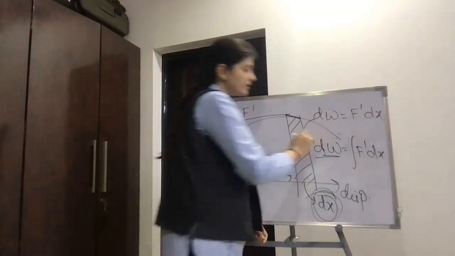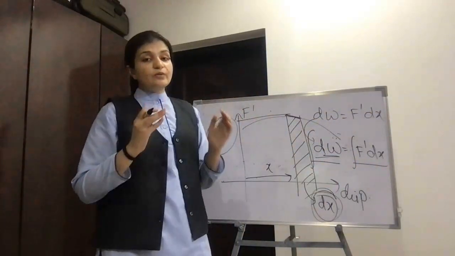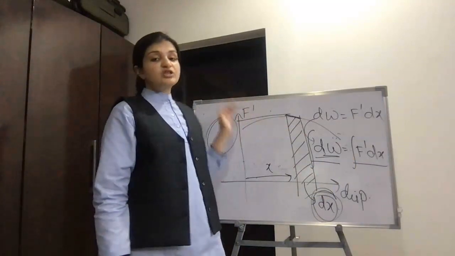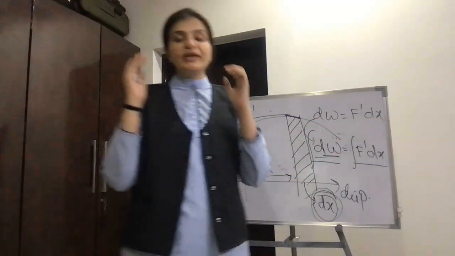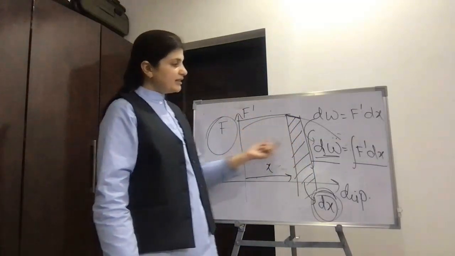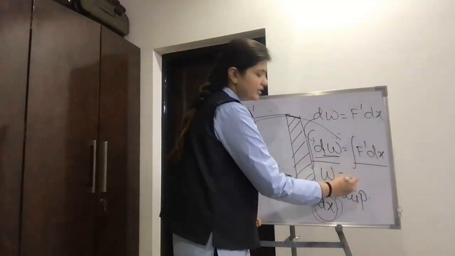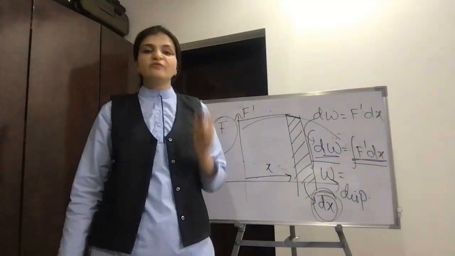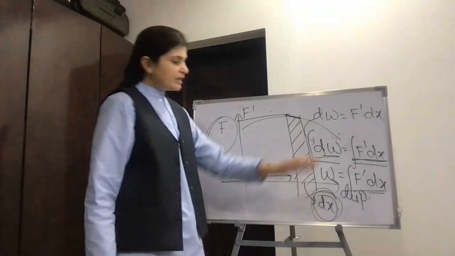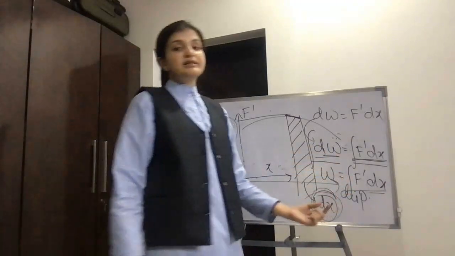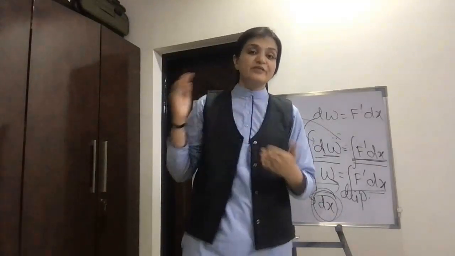And in order to calculate the total work done, we can integrate both these sides, because to calculate the area of the graph which is of variable nature, we have to integrate. On integrating both the sides, here we get the total work done and here we get the total F dash into dx. So we can integrate this function with respect to the dx element and we will get the total work done. So this is the total work done by the variable force.